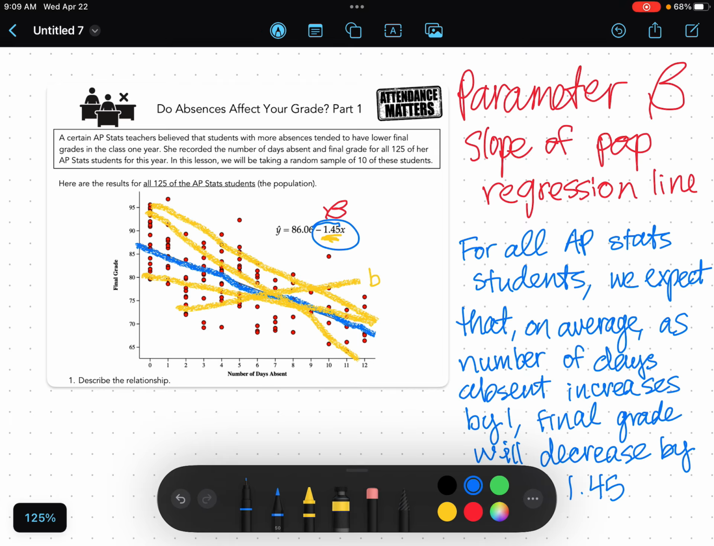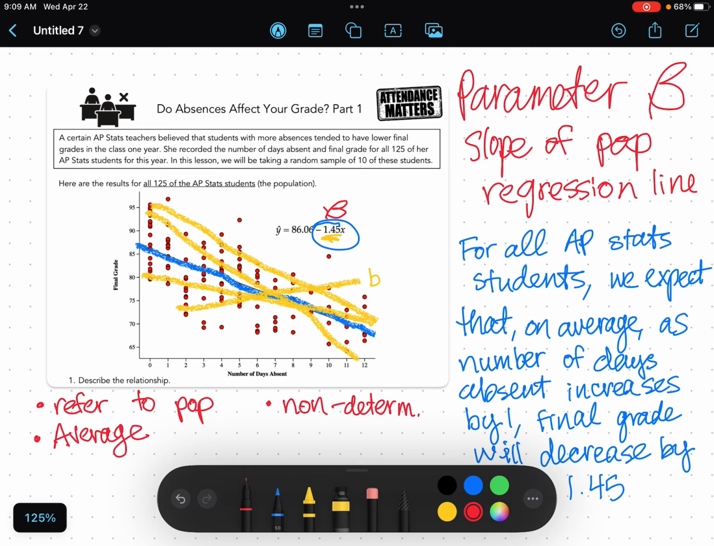As long as grammatically it makes sense and you're using these 3 important principles: refer to the population, emphasize that it's the average grade decrease or something like that, and it also has to be non-deterministic, of course. We're expecting it to increase or decrease, not guaranteeing it will increase or decrease.